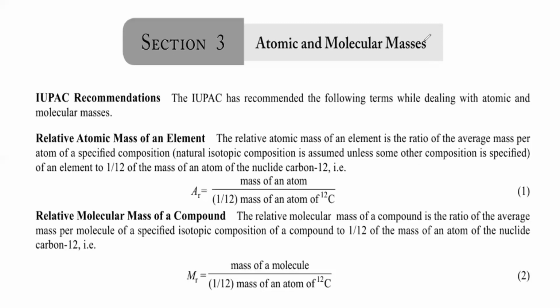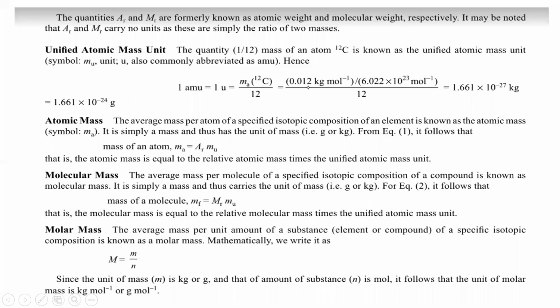Next, the quantities AR and MR, that is atomic mass and molecular mass, are formally known as atomic weight and molecular weight respectively. It may be noted that AR and MR carry no units, as these are simply the ratio of two masses. Now 1 AMU is equal to 1 unit, that is the mass of a carbon-12 atom divided by 12. So it is equal to how much? 1 AMU is equal to 1.661 × 10^-27 kg, or 1.661 × 10^-24 grams, which is approximately the mass of a proton. In other words, the mass of one atom.